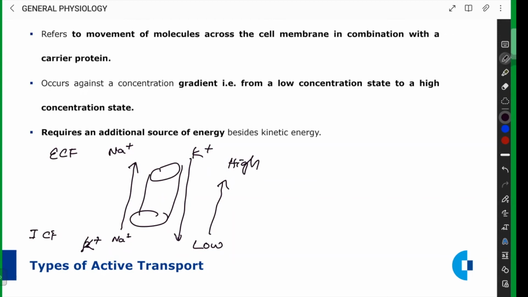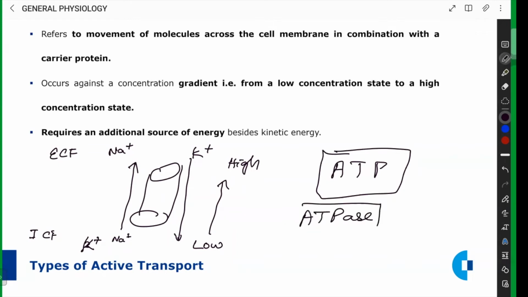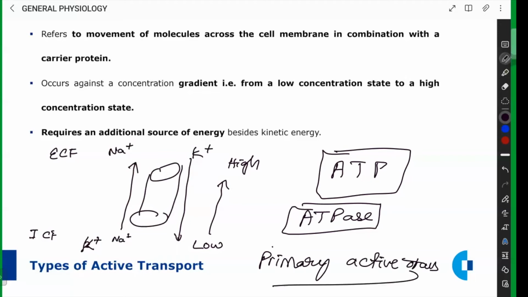For this, what do you need? You need a molecule called ATP, which is the energy for your cell. How can you bring ATP? There is an enzyme called ATPase, which breaks down your ATP to give energy. So wherever you have the ATPase enzyme, you call it primary active transport. It can be 3 sodium 2 potassium ATPase, sodium potassium calcium ATPase. There are lots of ATPases. So whenever an ATPase enzyme plays a role, you call it primary active transport.